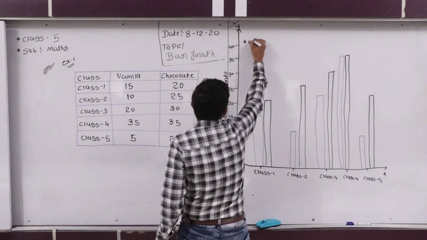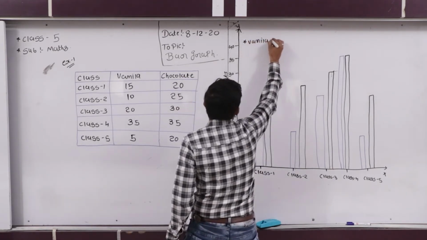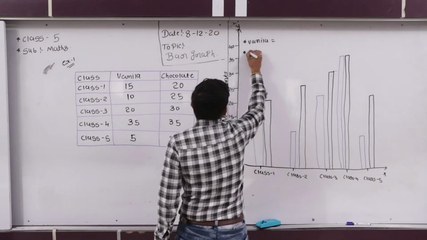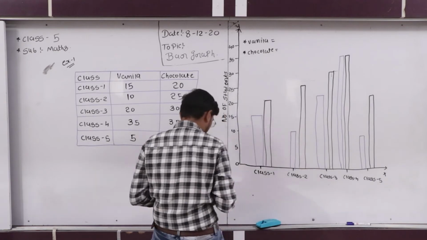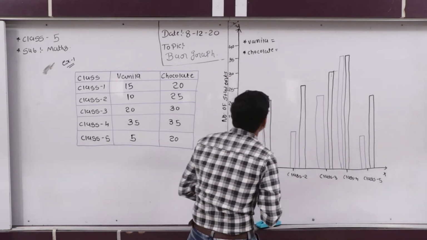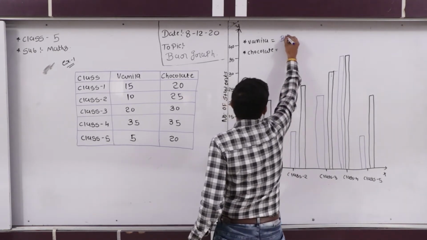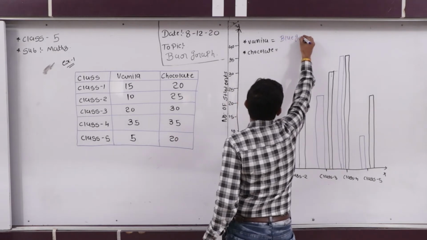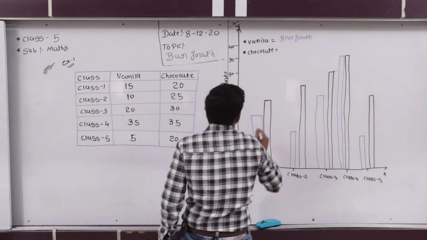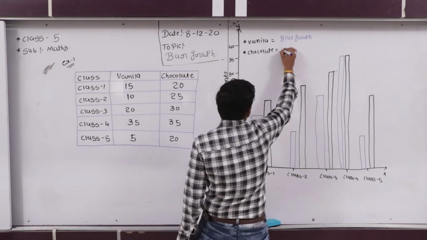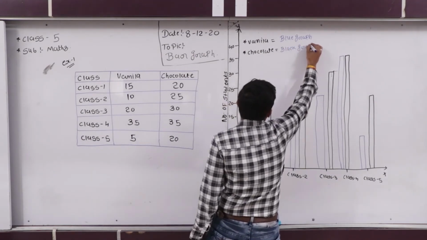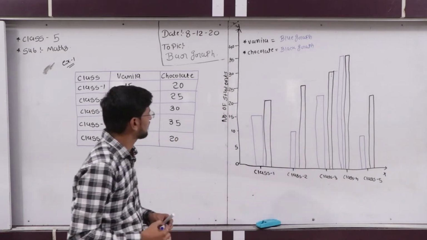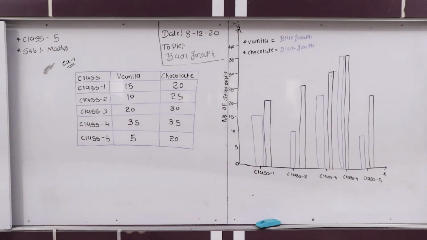Write down here: vanilla is equal to blue graph, and chocolate is equal to black graph. Right? So here our bar graph is ready.